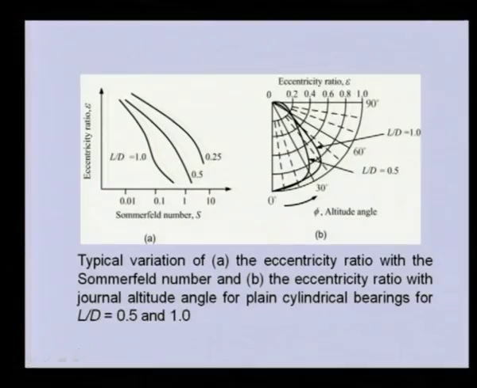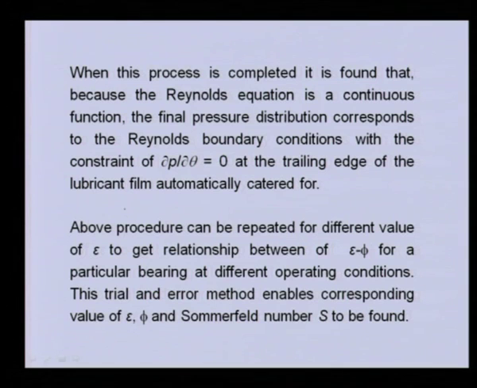So, for that let us see. We need to follow this procedure for various values of epsilon. That means once we have got the convergence, we will be getting the equilibrium position of the journal, that means eccentricity and the attitude angle, and we can find various combinations of the attitude angle and the eccentricity.